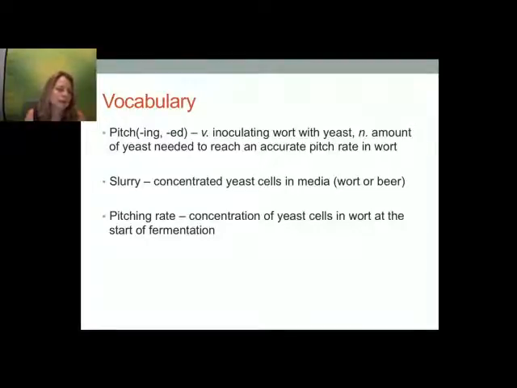Slurry refers to a concentrated form of yeast cells in media, and usually this media is wort and/or beer. Pitching rate is the concentration of yeast cells in wort at the start of fermentation. As we'll go through in this lecture, pitching rate is an important concept, and you should pay particularly close attention to this when you're brewing beer in your brewery.